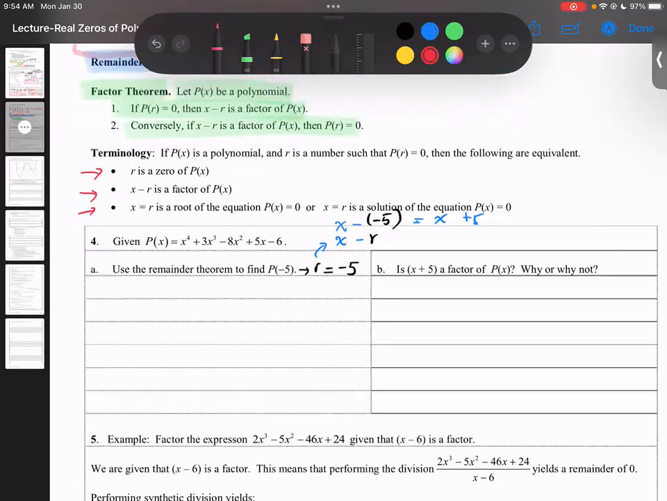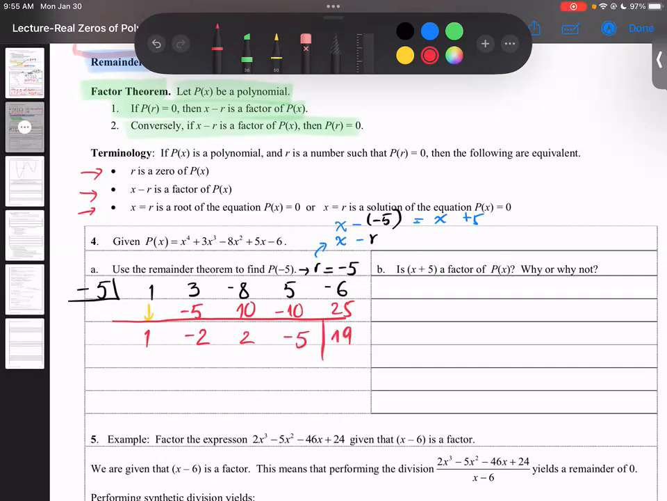Just FYI, but let's do synthetic division. So R is -5. That means in the box will be -5. And then you bring down all the coefficients: 1, 3, -8, 5, -6. Okay, I don't miss anything. You guys should be pros by now doing this. Bring down the 1 as always. 1 times -5, -5, -2, +10, 2, -10, -5, +25, 19, right? So the remainder is 19. So P of -5 equals 19.